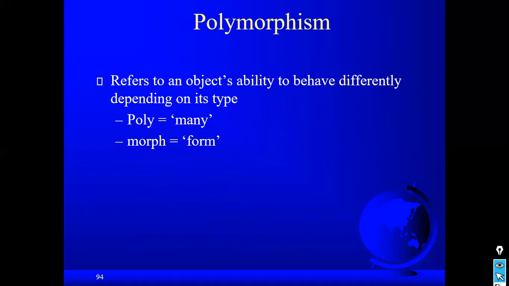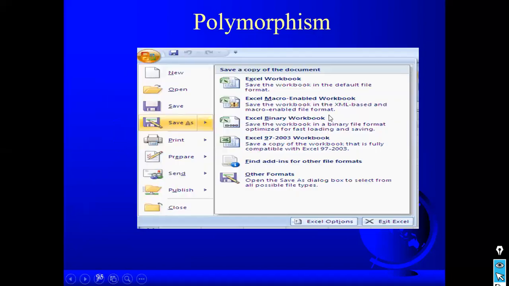And the other important feature, and the last important feature of an OOP concept, is polymorphism. Polymorphism refers to an object's ability to behave differently depending on its type. That means it refers to an object's ability to behave differently in different contexts. When the same object performs different functionality or different behavior in different contexts, that kind of nature is called polymorphism.